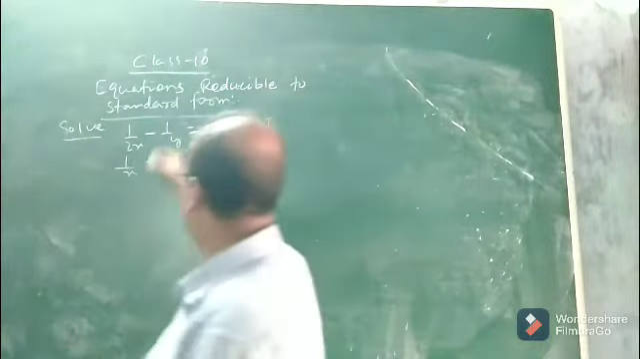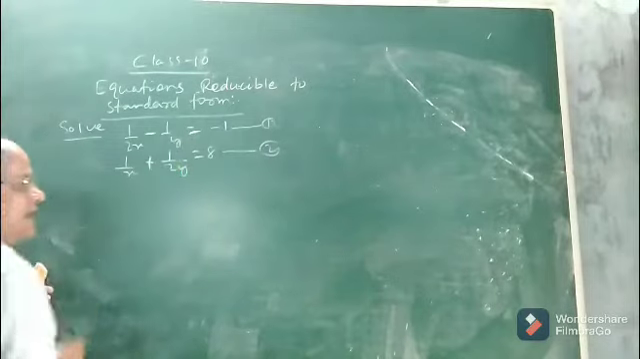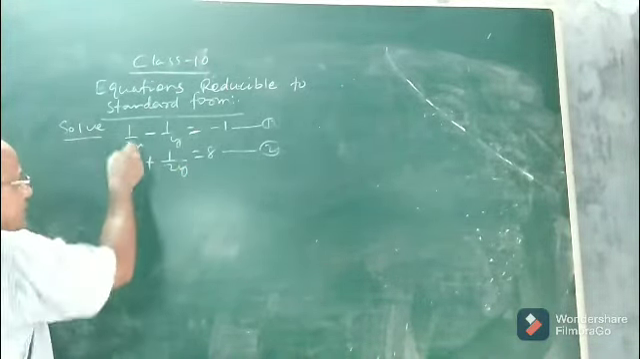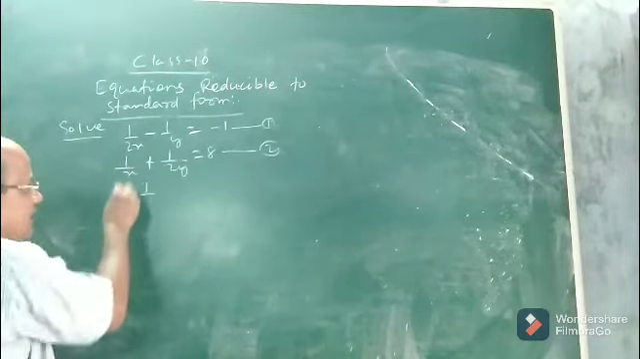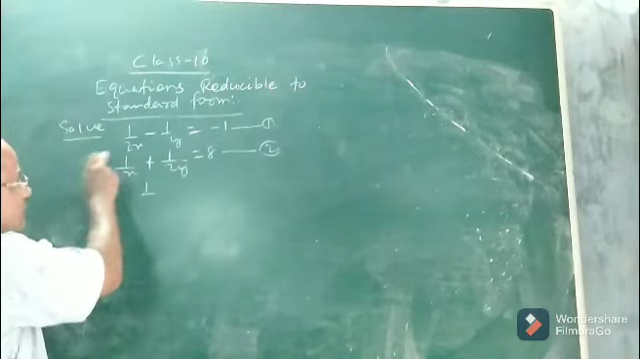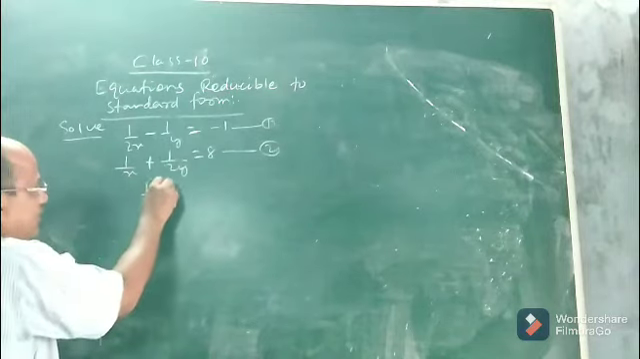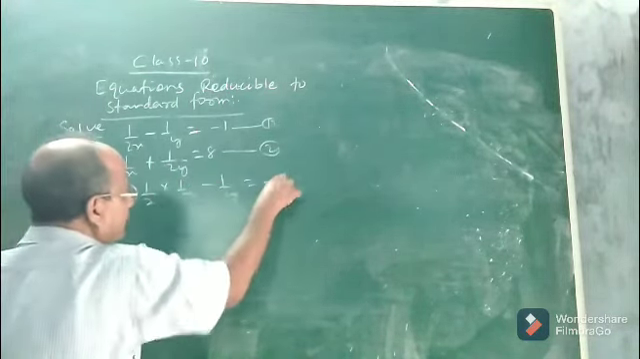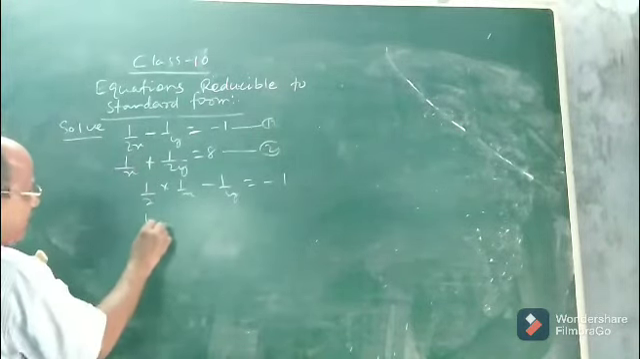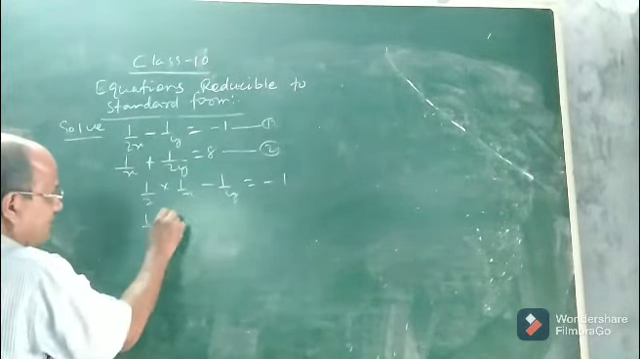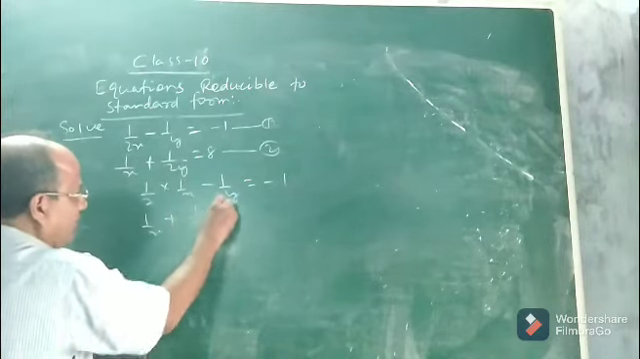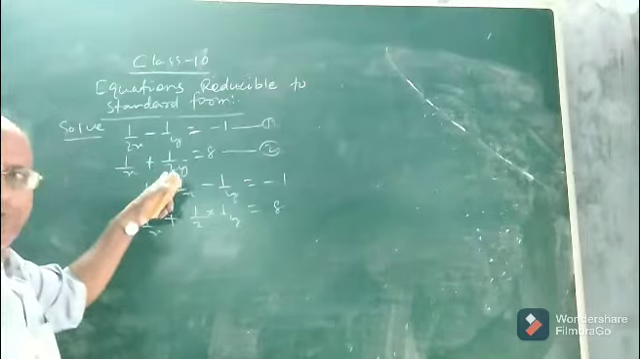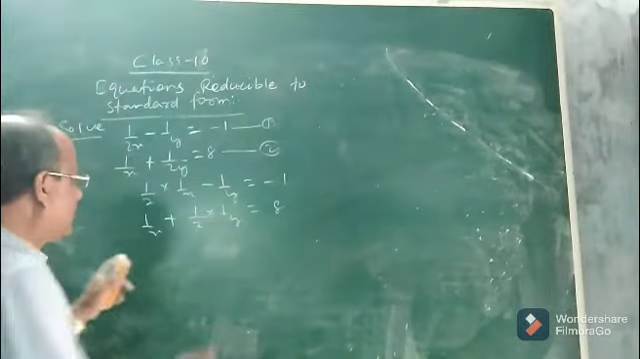You see, in order to reduce these two equations into standard form, look at the first equation. It is given 1 by 2x. So we can write, 1 by 2x means 1 by 2 into 1 by x, minus 1 by y equal to minus 1, and this will be 1 by x plus, this can be written as 1 by 2 into 1 by y equal to 8. Equations 1 and 2 can be written in this manner.